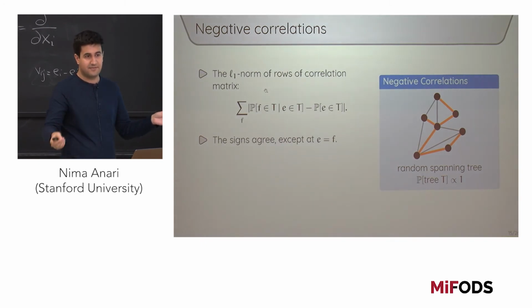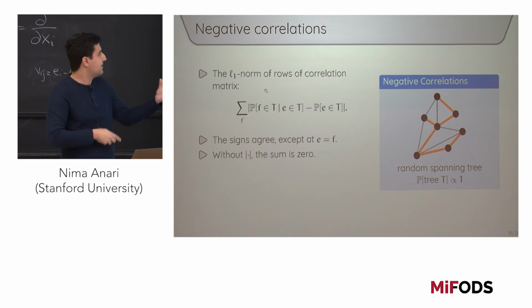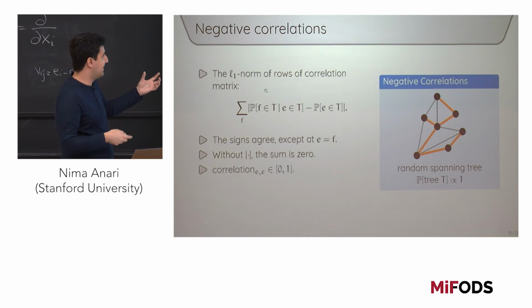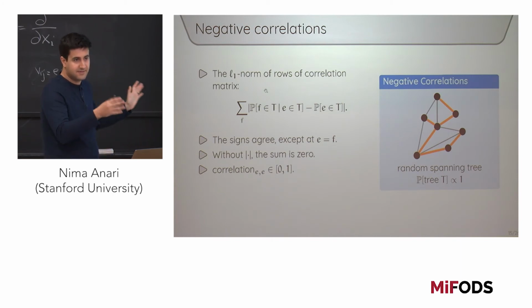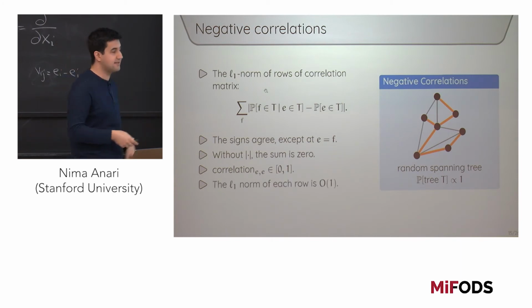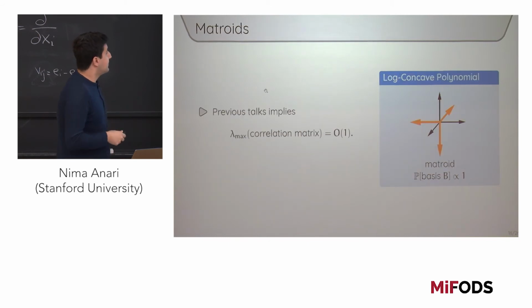Except for one of them, all of them have the same sign. So the sum of the absolute values is going to be determined by the term that has the opposite sign, and that term is just something bounded between 0 and 1. So the L1 norm of each row of this matrix is bounded by 1. That implies that the maximum eigenvalue is also bounded by order 1.